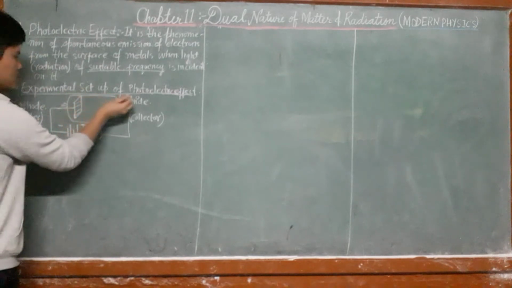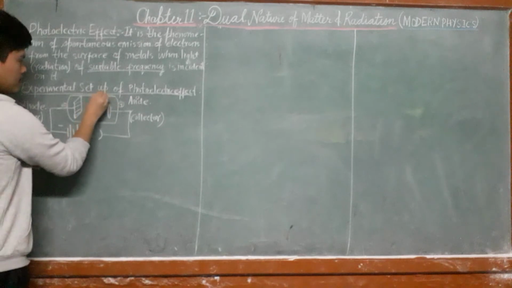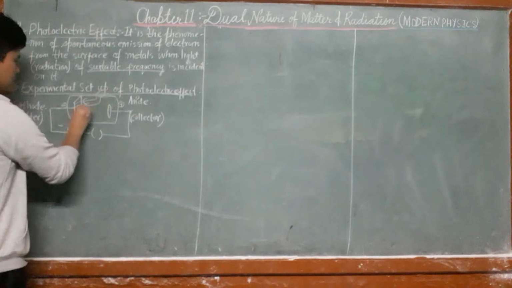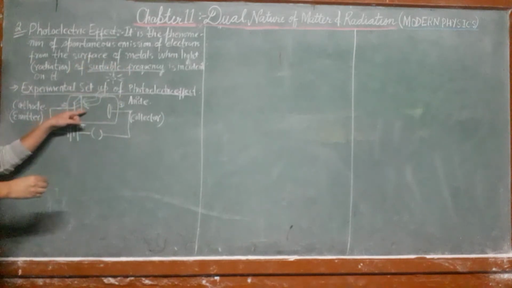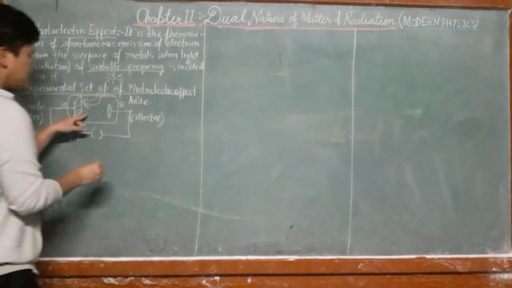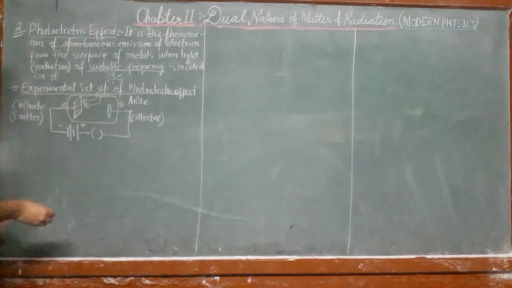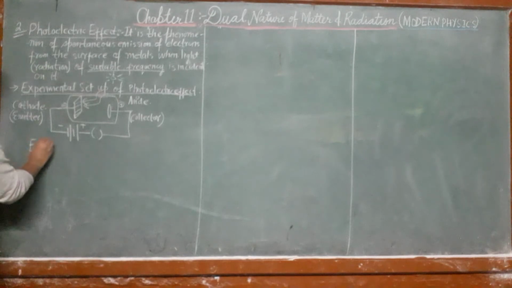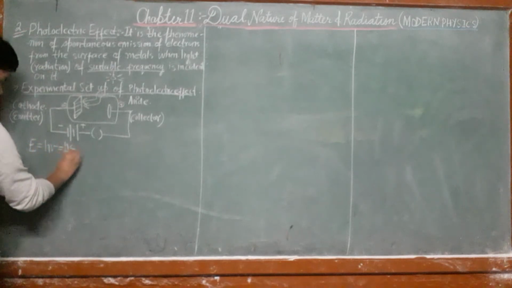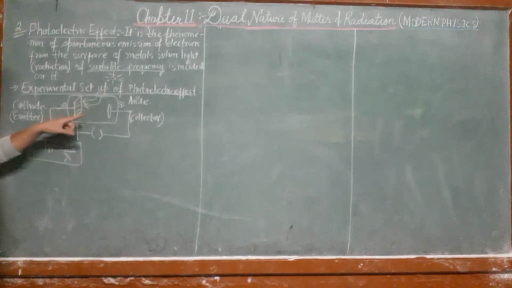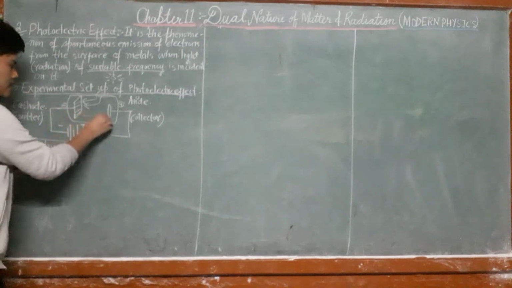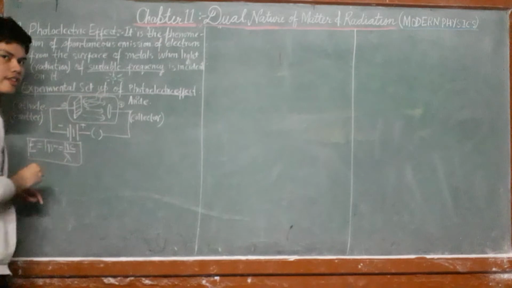Now what happens? There is an opening here from which radiations are incident on the metal, suppose radiation from the sun. The energy of the radiation, that is your E, is written as h nu, further written as hc upon lambda, where h is Planck's constant. So this energy is incident on the surface of the metal plate. Now electrons will be released, and this is called photoelectric effect.